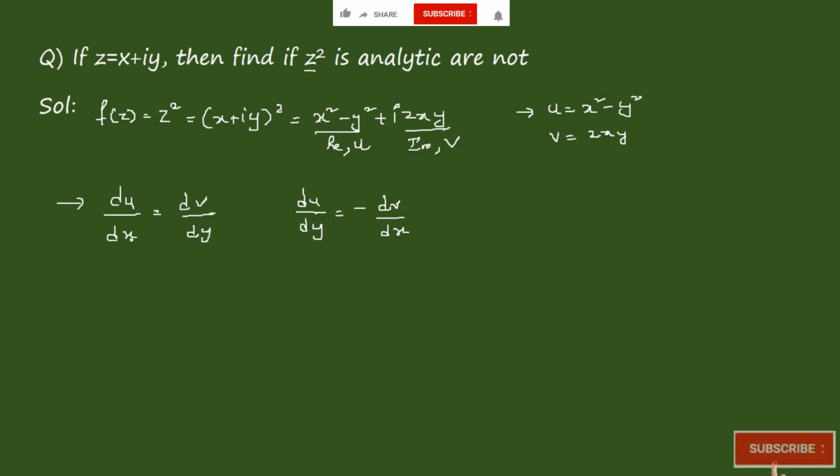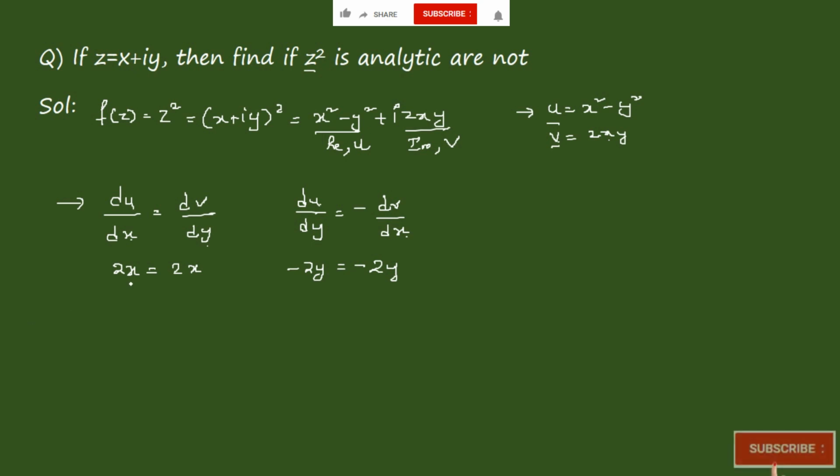When you differentiate u with respect to x, the u is given here, so it becomes 2x, which should be equal to v with respect to y, which is equal to 2x, right? I can see that v is equal to 2xy. Come to the next one. When you differentiate u with respect to y, it becomes minus 2y, right? Now differentiate v with respect to x, which is equal to minus 2y, right?